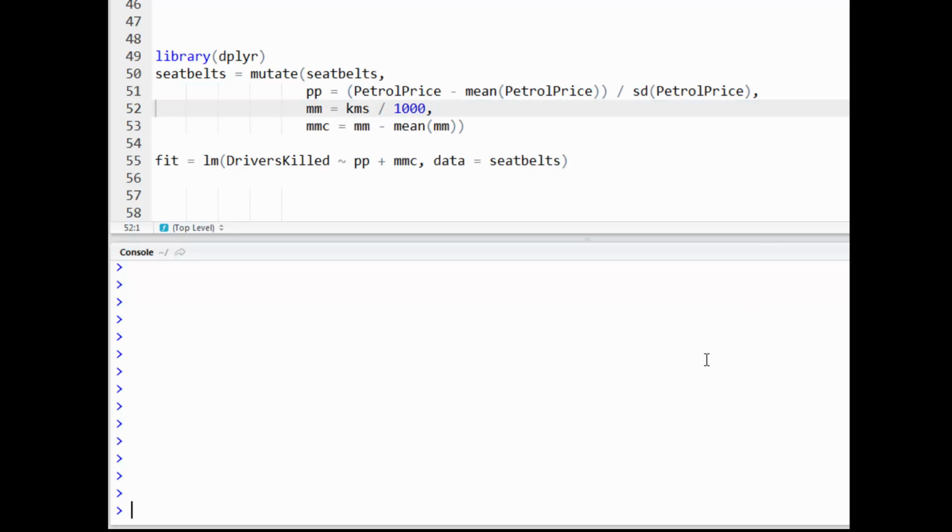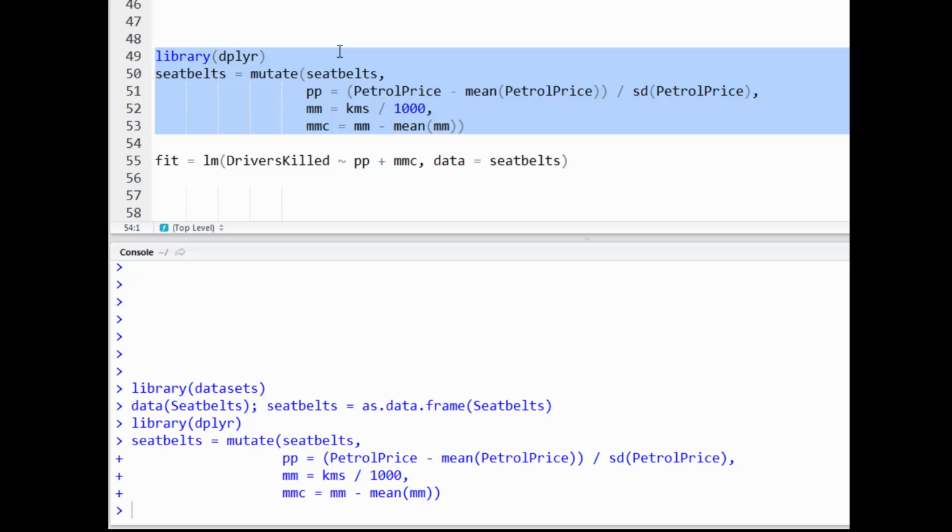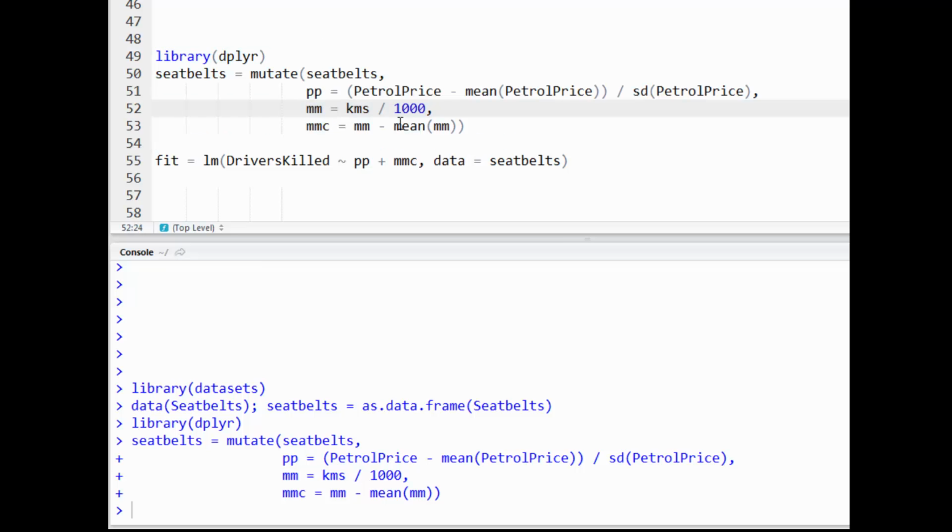So first, just as a reminder, we need to load the data set, library datasets, and then data seatbelts, and then we want to do seatbelts maybe with a lowercase s is as.data.frame seatbelts. And then we showed in dplyr creating a couple of variables that are very useful: normalized petrol price, normalized by centering it and dividing by its standard deviation, and converting the kilometers into 1,000 kilometer units, and then also centering it. So let's do those.